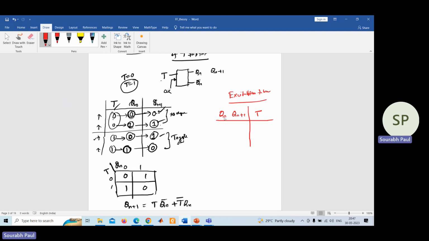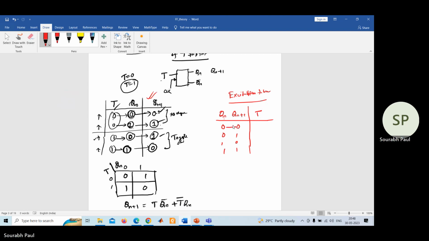So what things are available? Qn and Qn plus 1 are available to you, and you need to determine the value of T. Now, how to do it? As you have two things given, Qn and Qn plus 1, you make 4 combinations: 0 0, 0 1, 1 0, 1 1. Using two variables, you can make 4 combinations, and now you need to determine the value of T. How to determine it? You need to take the help of the truth table.